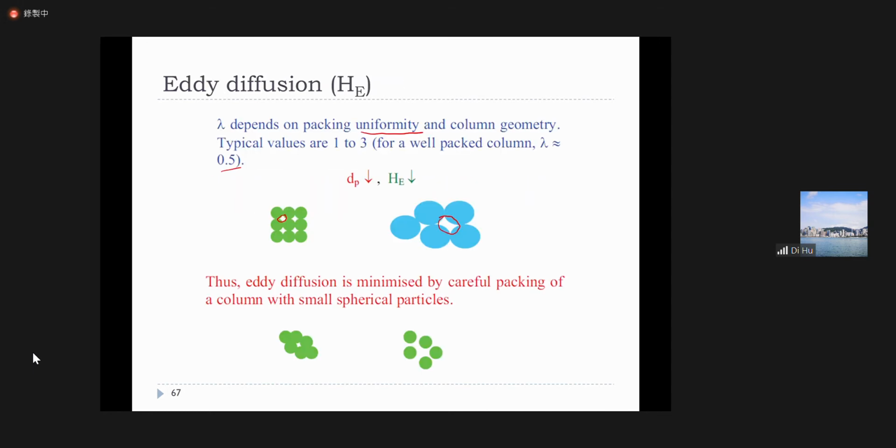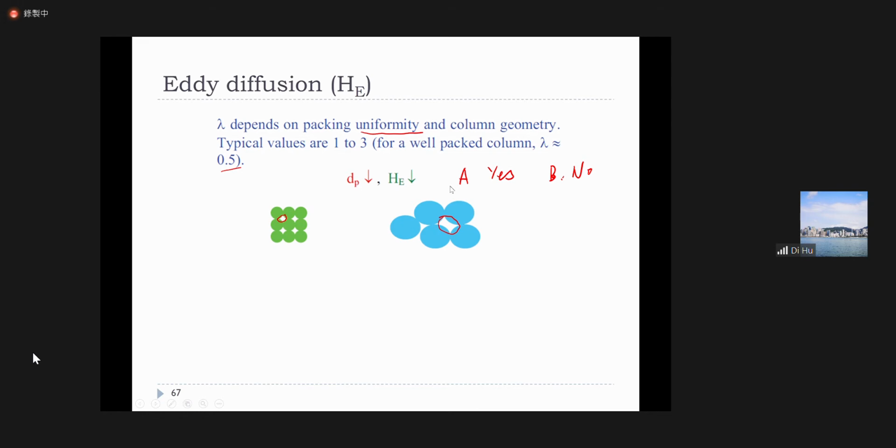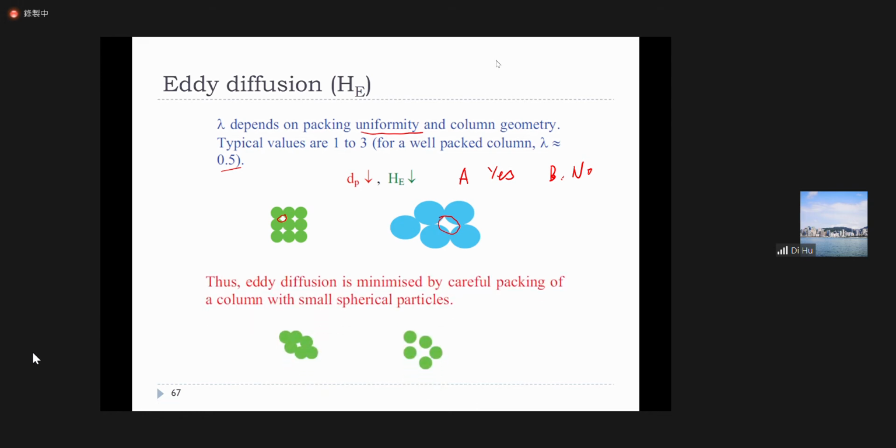Okay, now a question. Does capillary GC have this eddy diffusion? Answer A, yes. B, no. Okay, yes or no? Actually, you can directly say yes or no. Do you want to respond in the chat box? Does capillary GC have this eddy diffusion contribution? Does it?